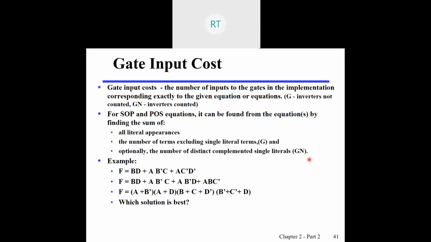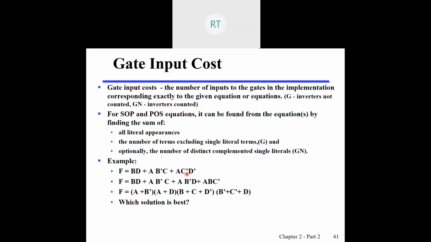Now we check gate input cost, or G and GN. Look how you count the G. You count the G by telling me how many inputs you have to the gate. So here you have one AND. Be careful. How many inputs do you have to the AND? 2. Here you have an AND gate. How many inputs do you have to the AND gate? 3. Here you have another AND gate. How many inputs do you have to it? Also 3.